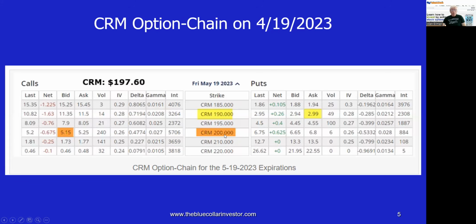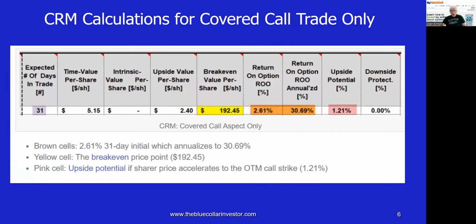Now highlighted in brown are the call strikes. We're going to go out of the money with the 200 call strike, and that had a bid price of $5.15. So that just goes to show you the actual option chain on 419.23. Now first I want to show you the trade management calculator calculations for the covered call aspect only.